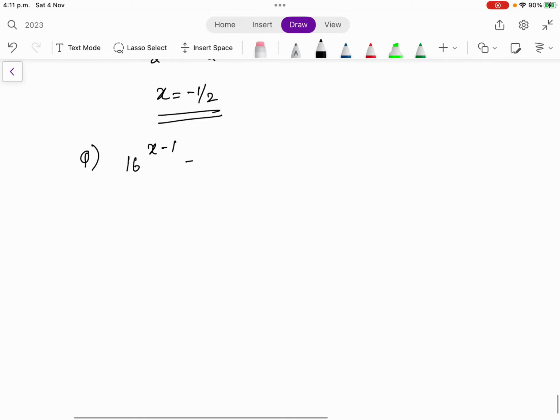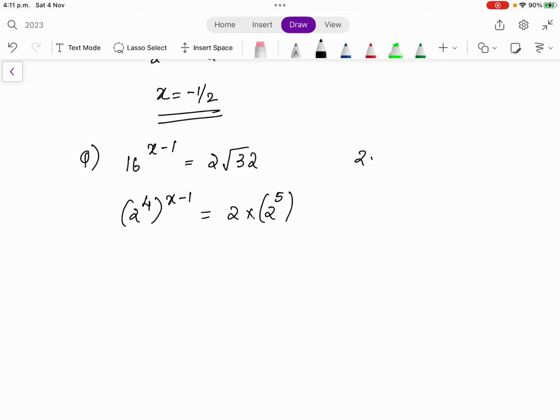16 to the power of x minus 1 is equal to 2 root 32. So first thing you have to find out is what base you want to convert this into. By practice you will get this, because when you see this question you will understand that the base for this is 2. Okay, so you have to convert all the numbers to the base 2. So 16 can be written as 2 to the power of 4, then times x minus 1, which is equal to 2 times 32 can be written as 2 to the power of 5. Okay, and it is a square root, so it is like square root of 2 to the power of 5.